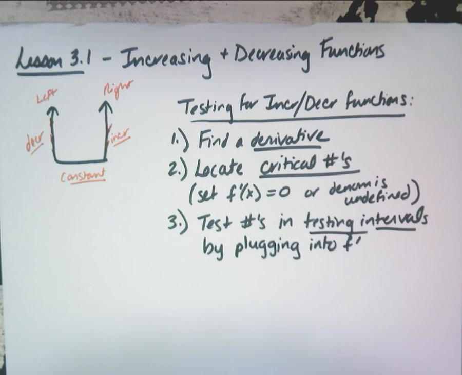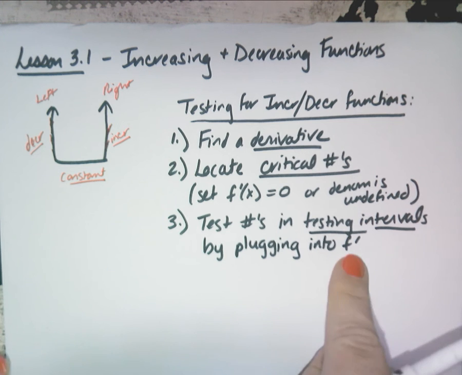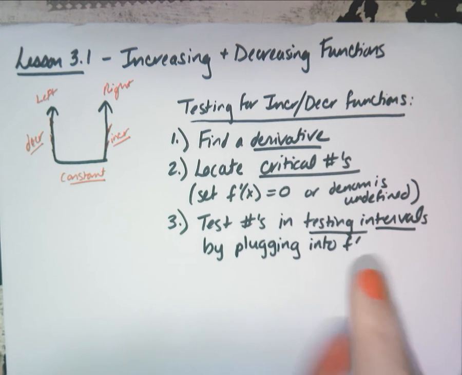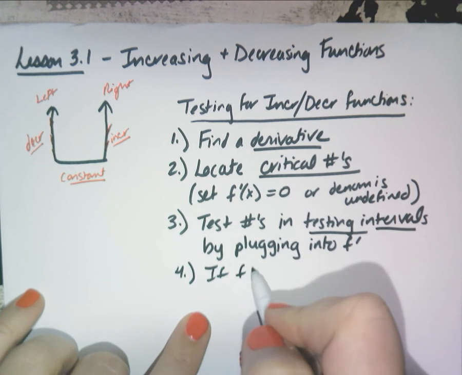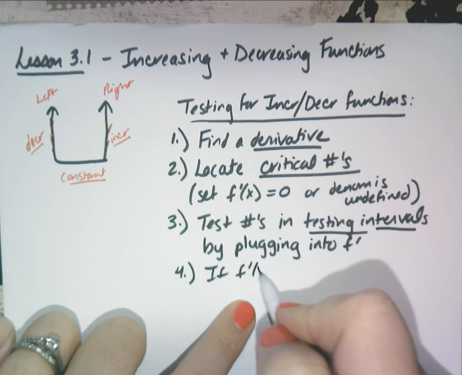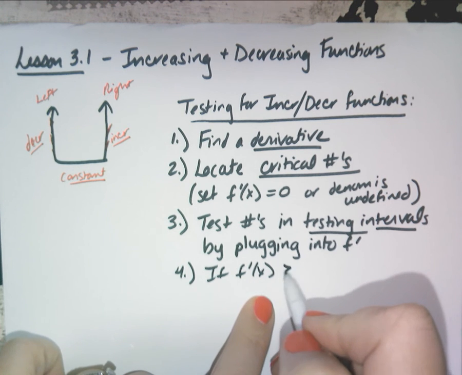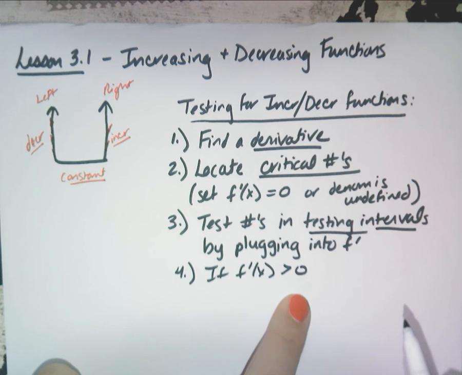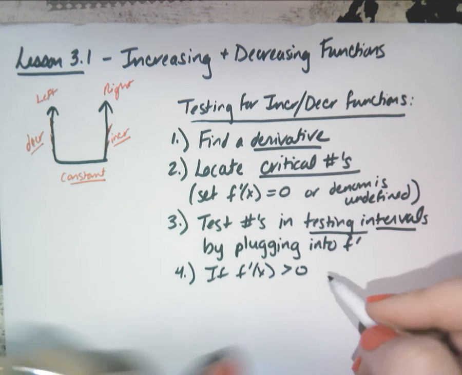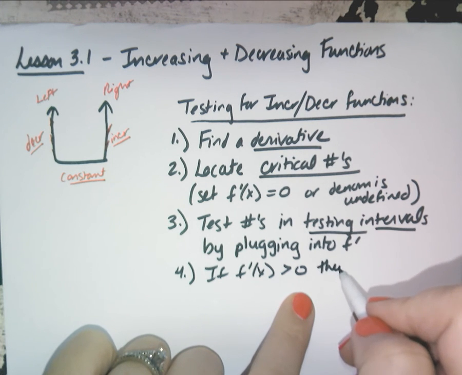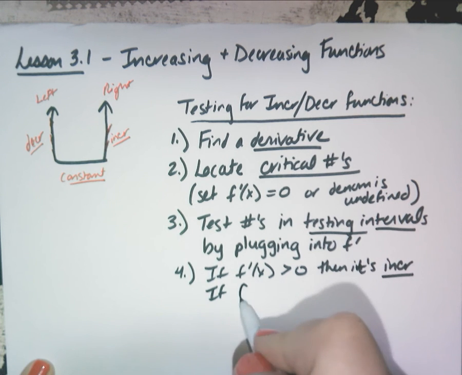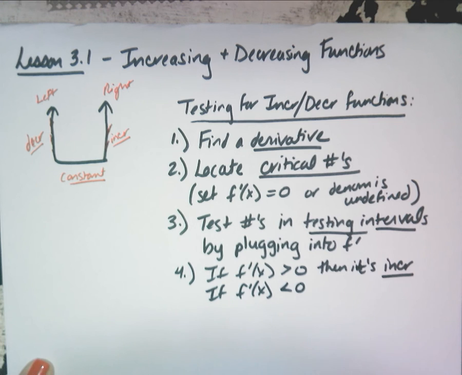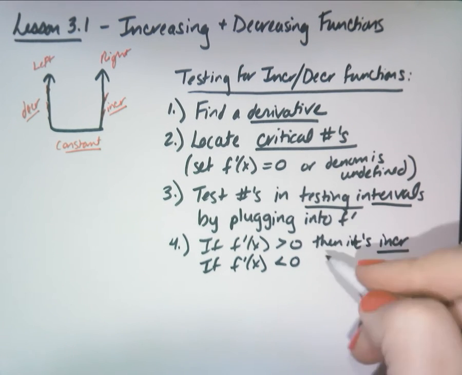Test numbers in the testing intervals by plugging into the derivative, okay? So I'm going to show you what I mean by this. And then step number 4, this is what we just talked about, okay? If those numbers that you plug into the derivative happen to be bigger than 0, meaning if those numbers are positive, then your function is what? Your function is increasing, okay? So then we know it's increasing. If you plug those numbers into the derivative and you get negative values, which means numbers that are less than 0, then obviously it's what?